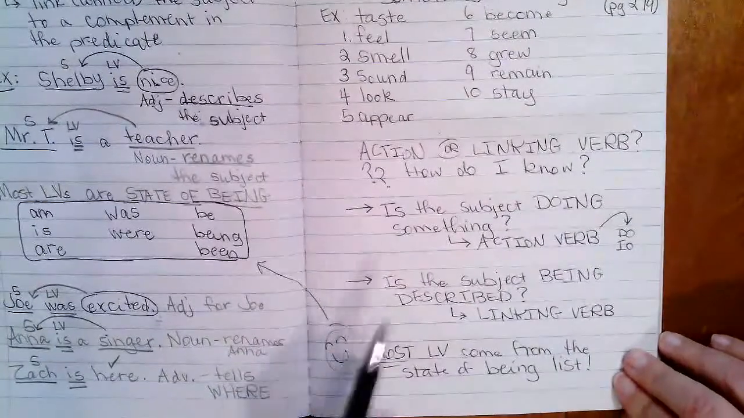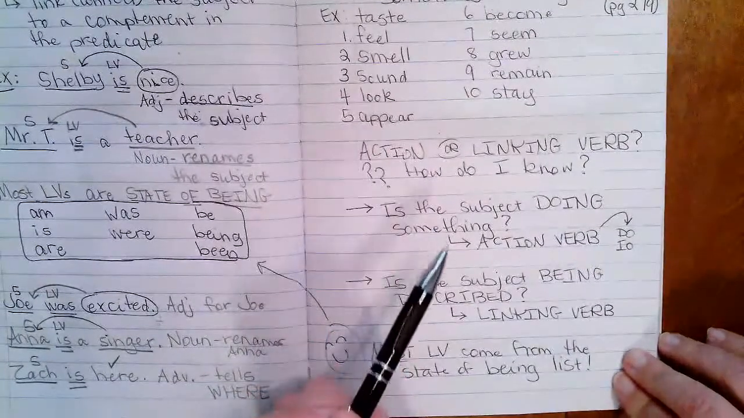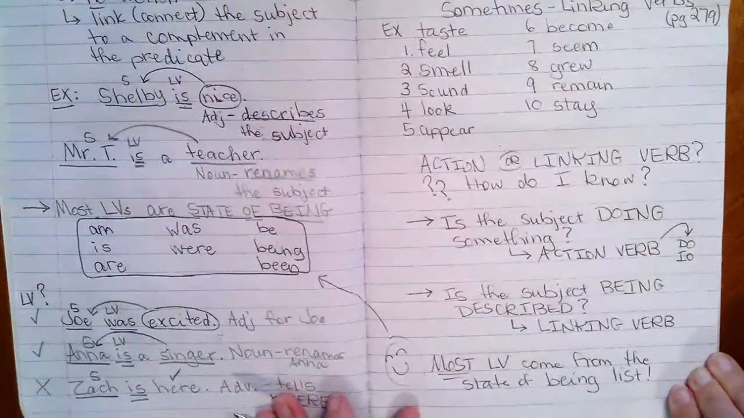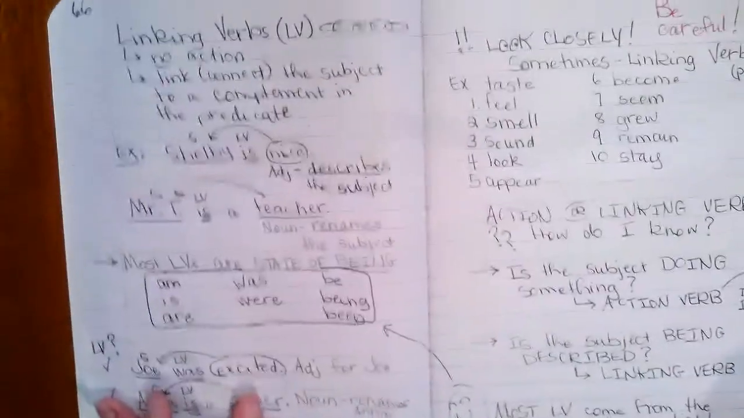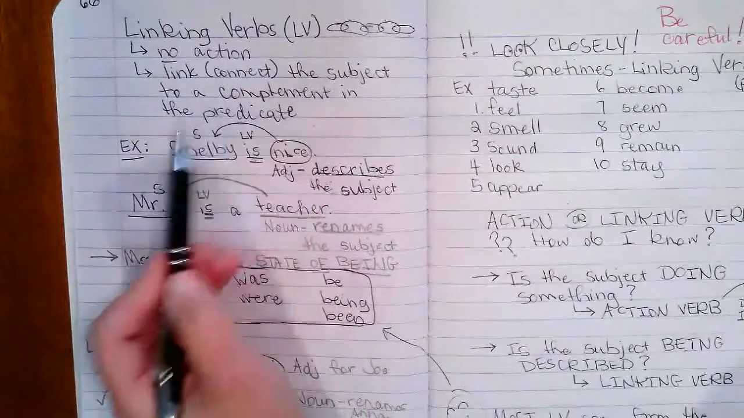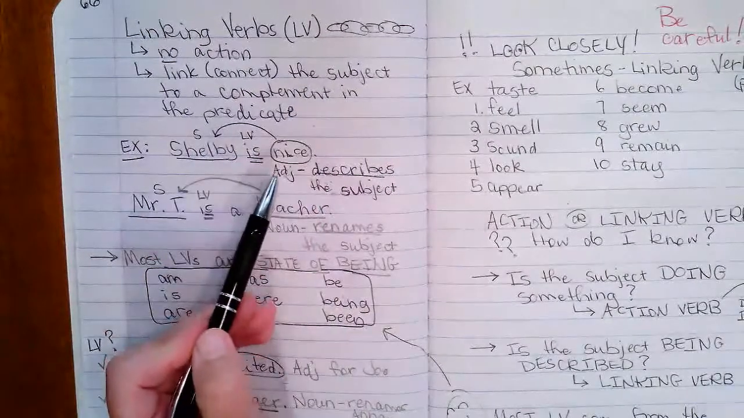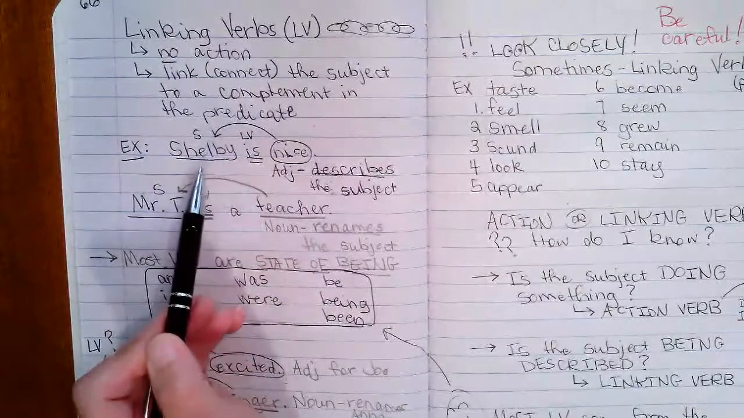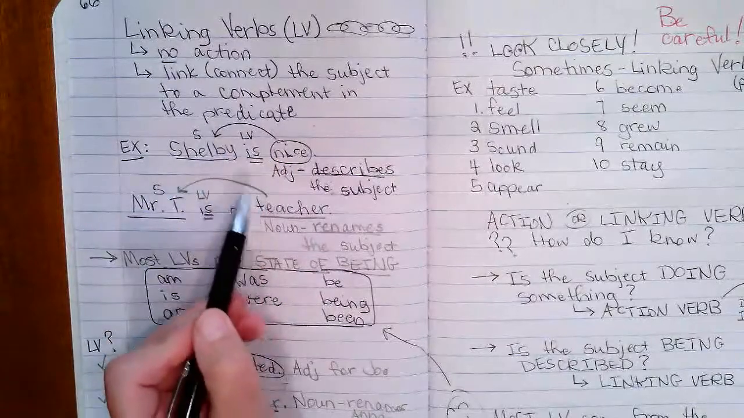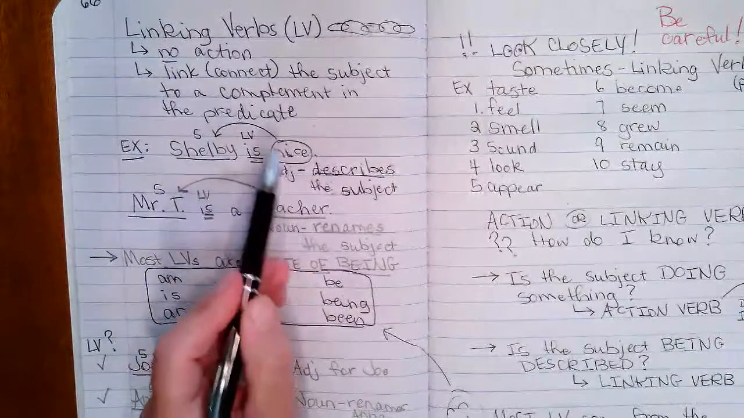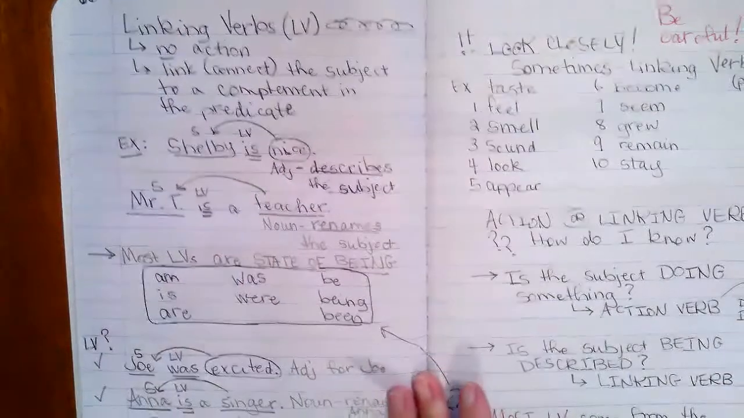Okay, so you do have to be aware of these, and if you're uncertain, then there are questions that you can ask yourself to help you decide if it's an action verb or a linking verb. Okay, but remember, linking verbs are going to link or connect the subject to a complement in the predicate. If it is a linking verb, it is going to either describe the subject or rename the subject. Okay, there's always going to be a connection back to the subject each time.